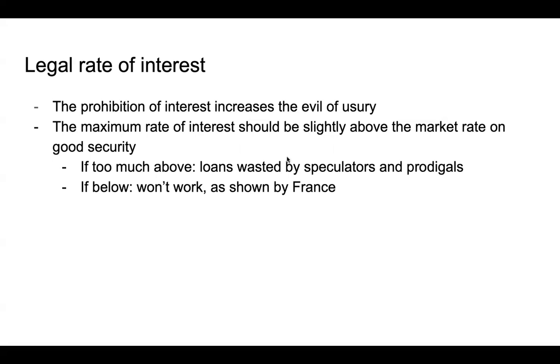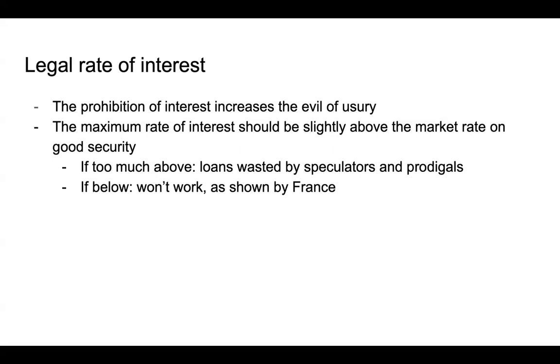And what if the interest rate is below this market rate? Then it simply won't work. Who would be willing to lend money at a loss? Nobody. So, for example, in France, the French king attempted to reduce the interest rate from 5% to 4% by an edict in 1766. But the interest rate stayed at 5%, and the law was evaded in multiple ways.